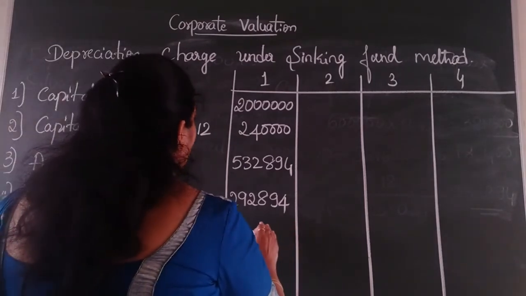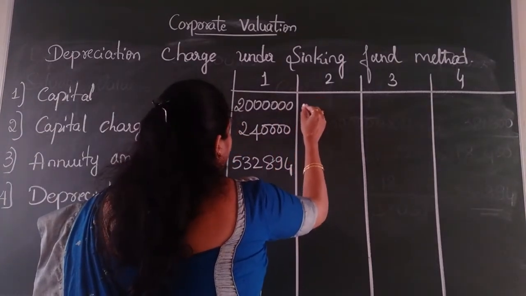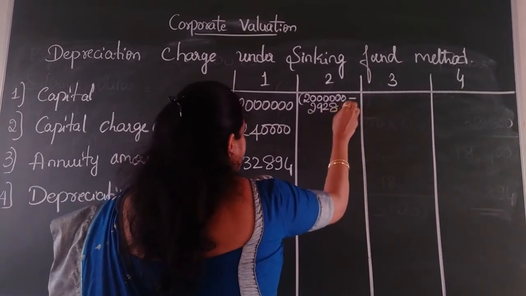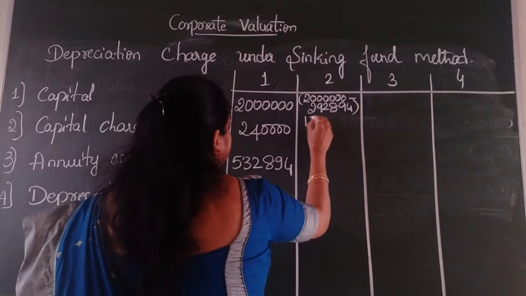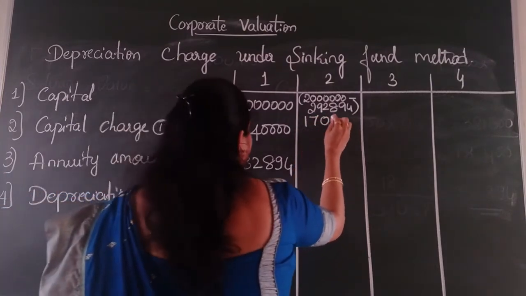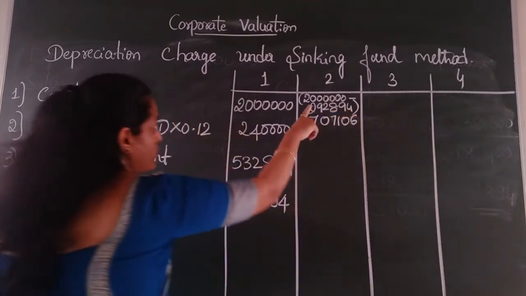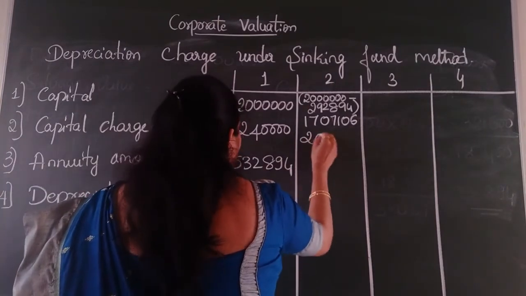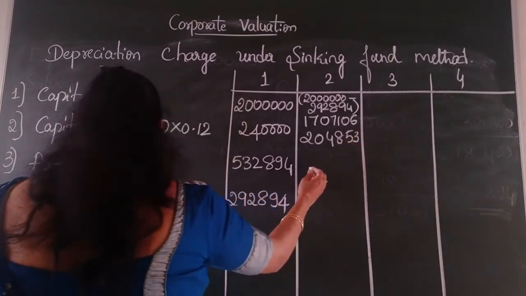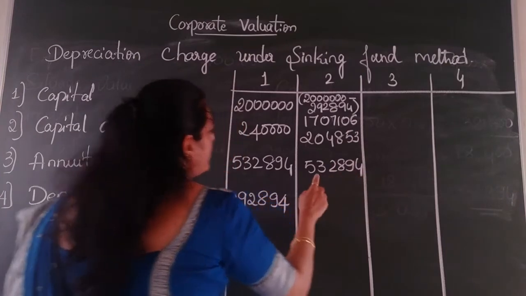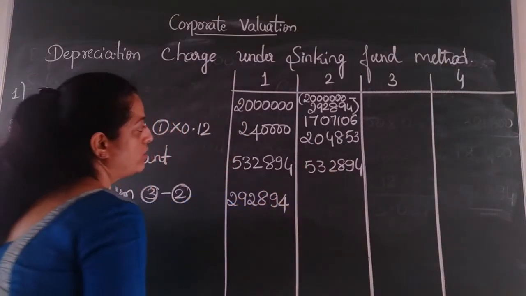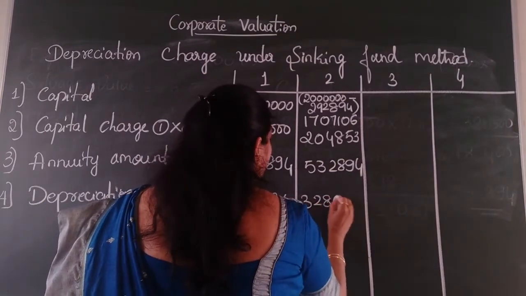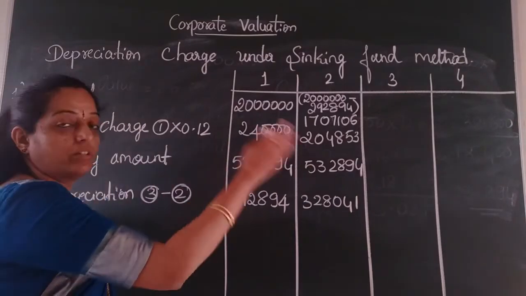So in the sinking fund, the next capital will be 20 lakh minus depreciation 2,92,894, which gives 17,07,106. See, 20 lakh minus depreciation gives you 17,07,106 as capital. Multiply by 12%, 2,04,853. Annuity amount same, 5,32,894. So 5,32,894 minus 2,04,853 gives you 3,28,041 as depreciation. Like the same you need to continue for the third year and fourth year.